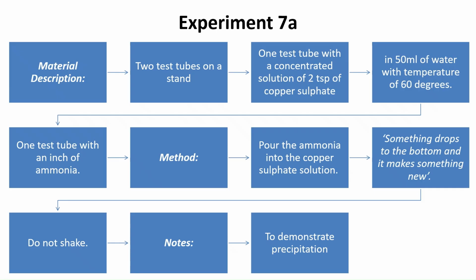Experiment 7A. Material description: 2 test tubes on a stand, 1 test tube with a concentrated solution of 2 teaspoons of copper sulfate in 50 milliliters of water with temperature of 60 degrees. 1 test tube with an inch of ammonia. Method: pour the ammonia into the copper sulfate solution. Something drops to the bottom and it makes something new. Do not shake. Here notes to demonstrate precipitation.